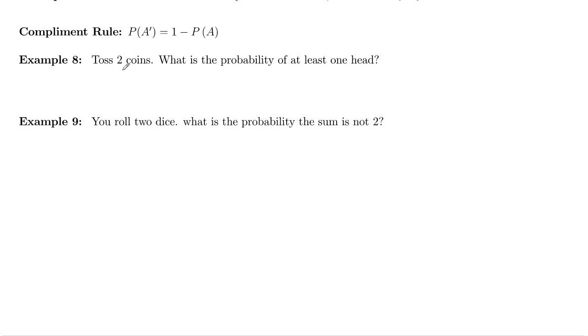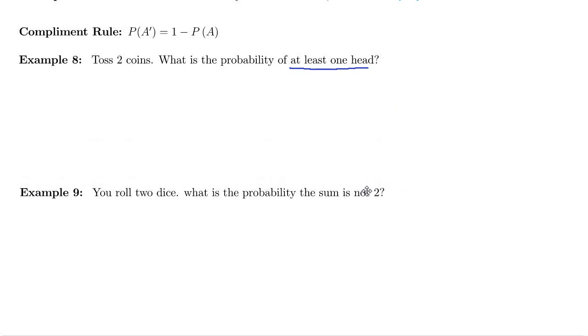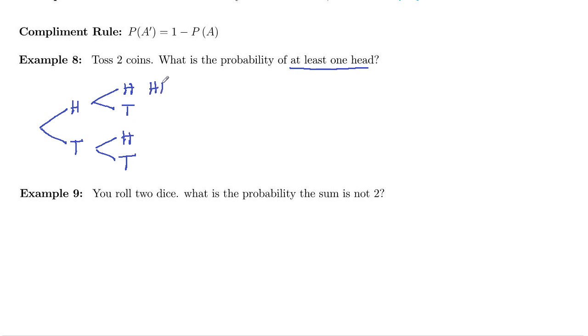So for example, let's say that we toss 2 coins and we want to know the probability of at least one head. We can do this directly, and we can also use complements here. Let's do it directly first. We toss 2 coins, so we can get heads or tails on the first. If we get heads on the first, we could get heads or tails on the second. Tails on the first, we get heads or tails on the second. So our possibilities here are 2 heads, a head and then a tail, a tail and then a head, or 2 tails.